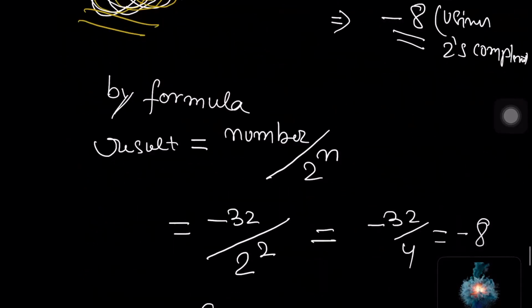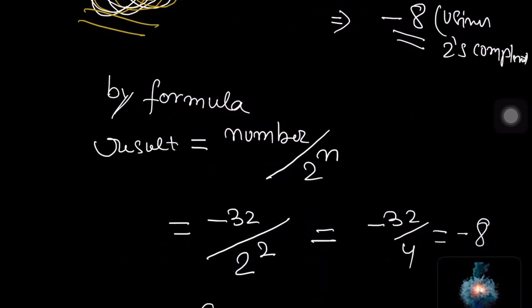By formula, if you go, you will get the same result. You just take minus 32 divided by 2 power of 2, that is minus 32 divided by 4, equal to minus 8. So clear? You guys have to know those basics, and if you go through it twice or thrice, you will understand everything. Even if you know the formula, that is enough right now. Okay, now we have a note.